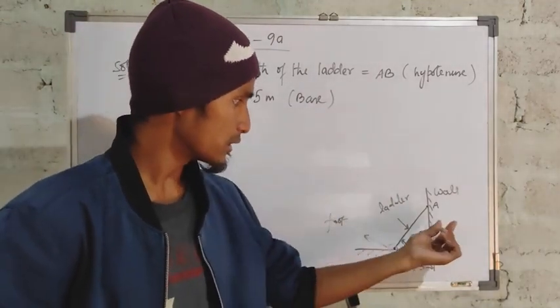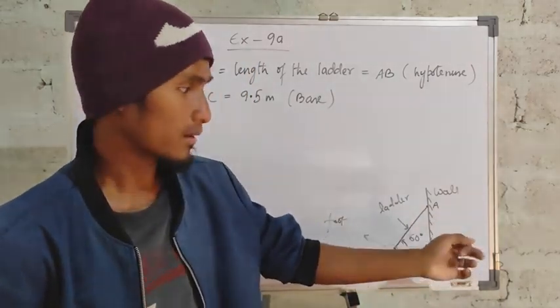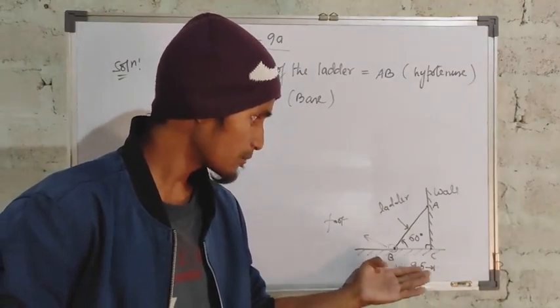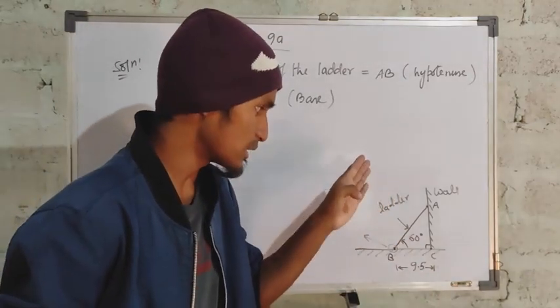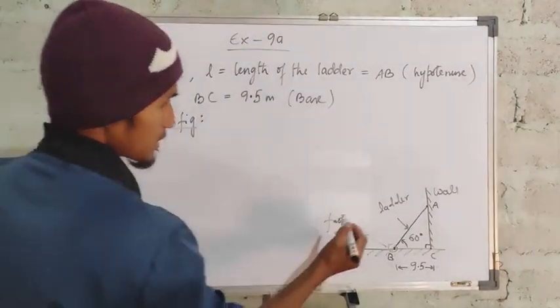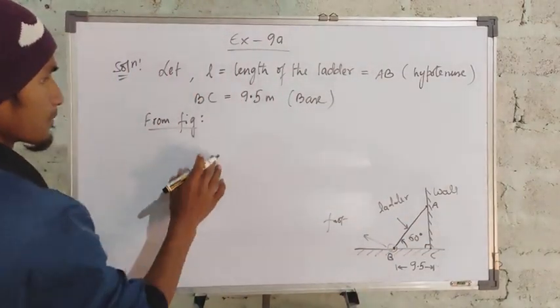In the last question, we needed to find the base but the perpendicular was given, so we checked the relation between perpendicular and base. But here in this question, they gave the base and we need to find the length. Then we have to check the relation between this hypotenuse and the base. Because this is the hypotenuse, it's opposite to the 90 degree.